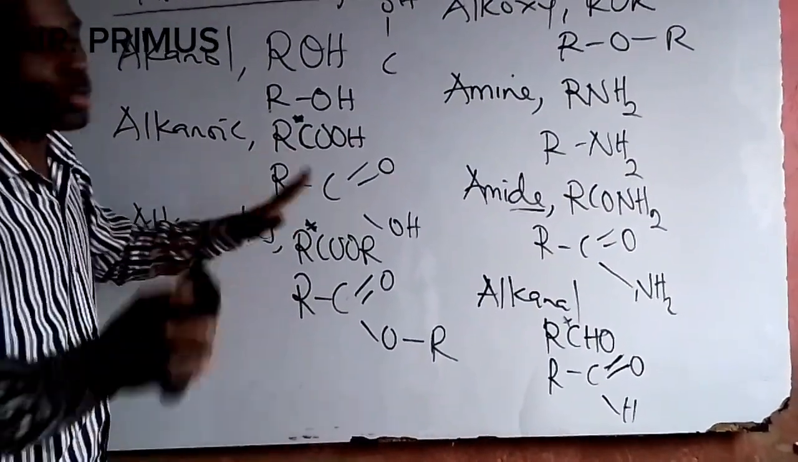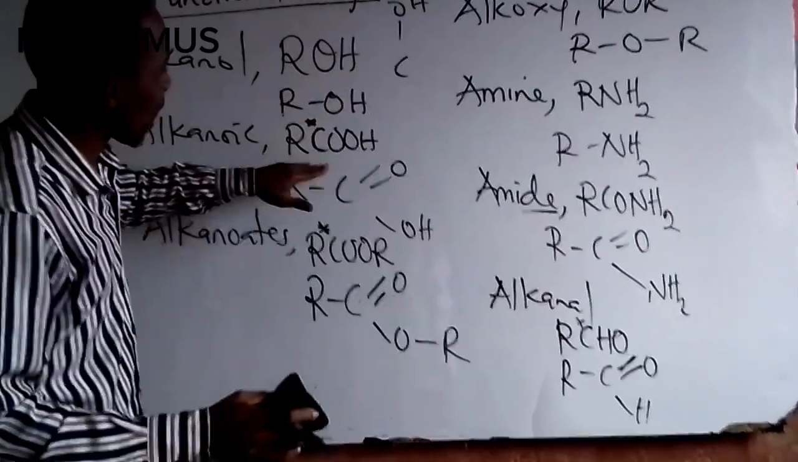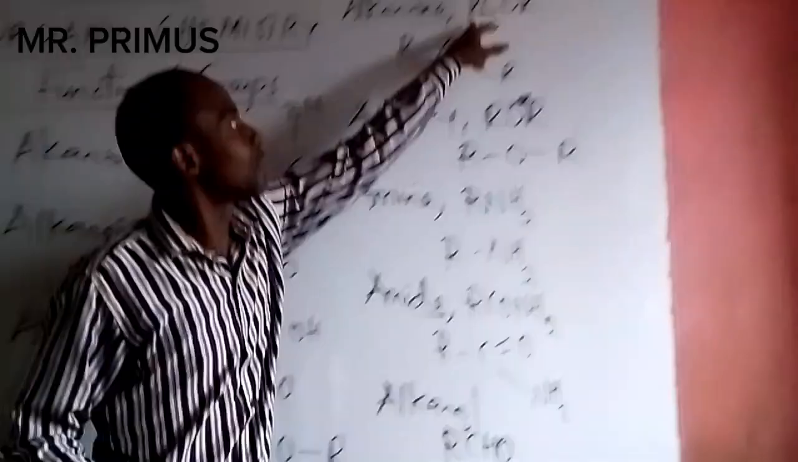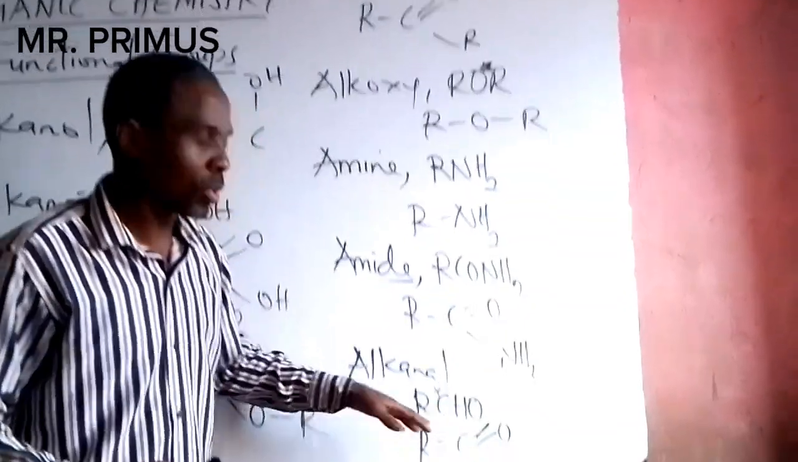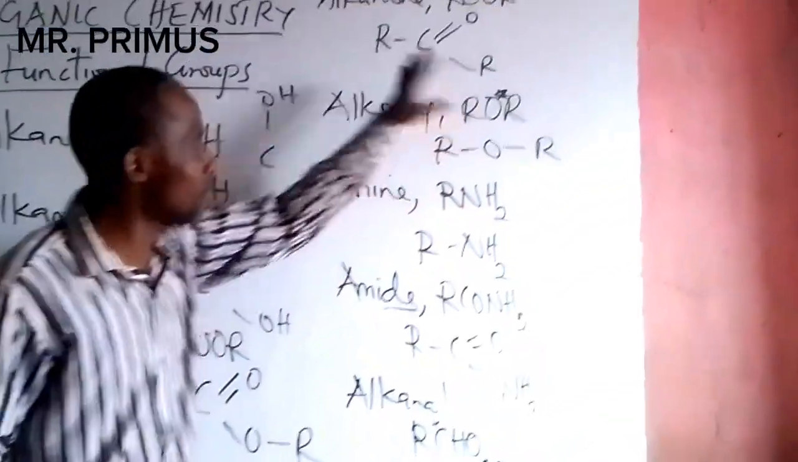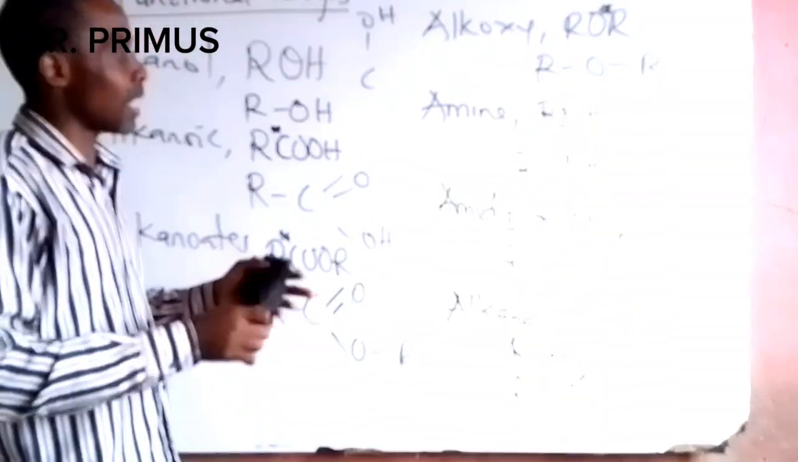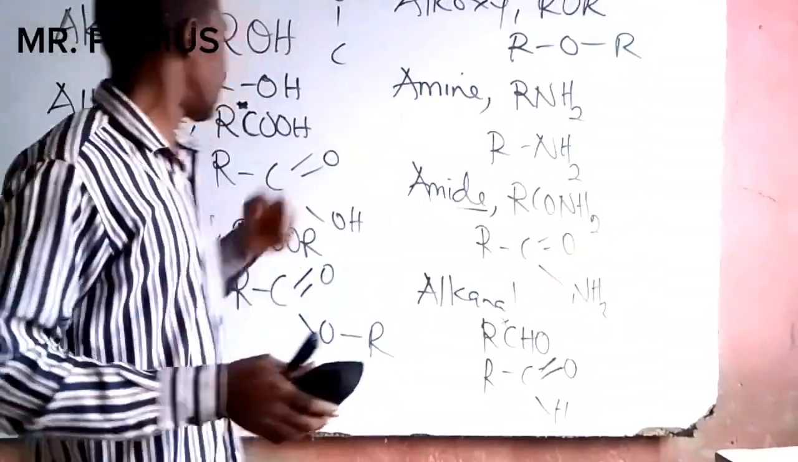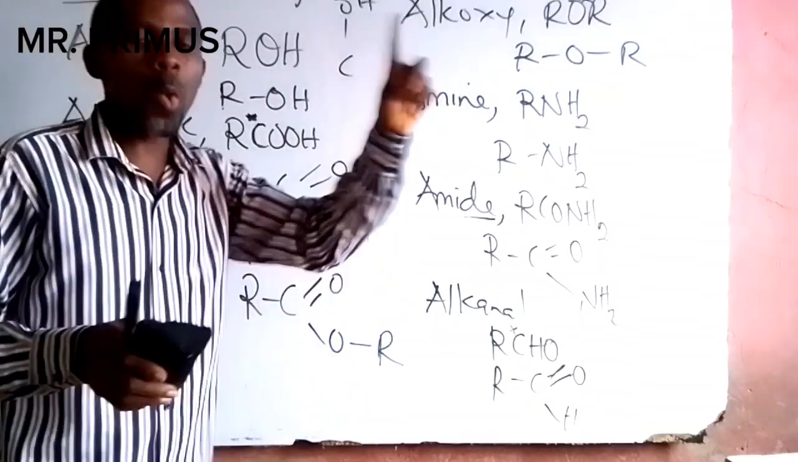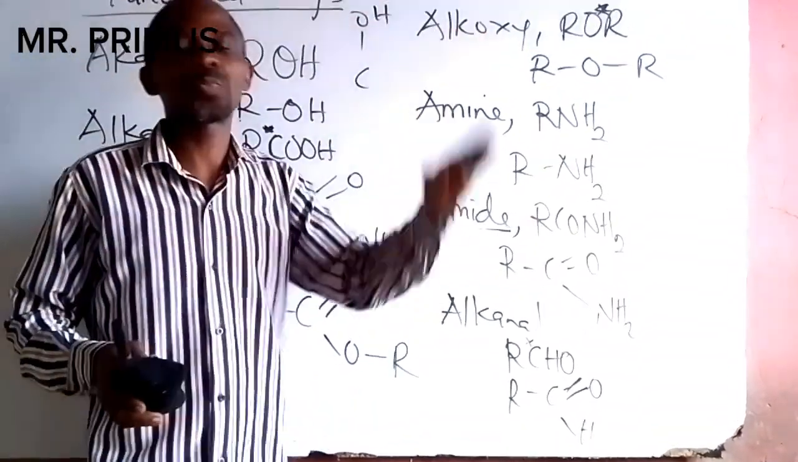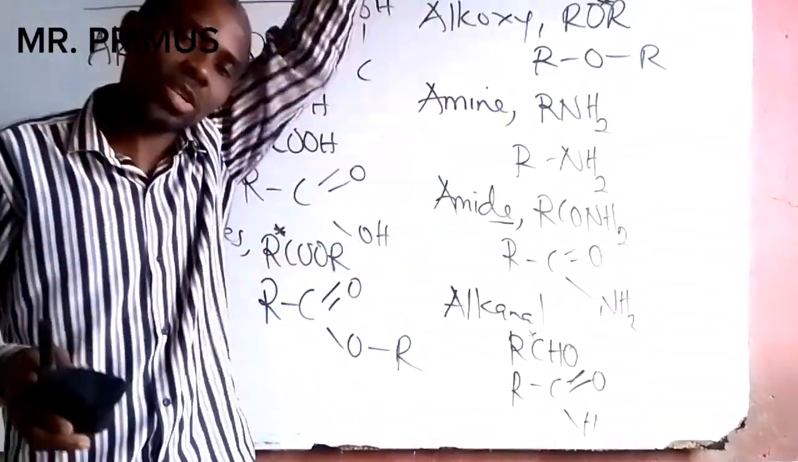So please, what you're going to do, just memorize all this. If you can memorize all this, then if you're asked, please give me the molecular formula of amide, you can write it like this, knowing 1 is meth, 2 is eth, 3 is prop, 4 is but, 5 is pent, and the rest of them.